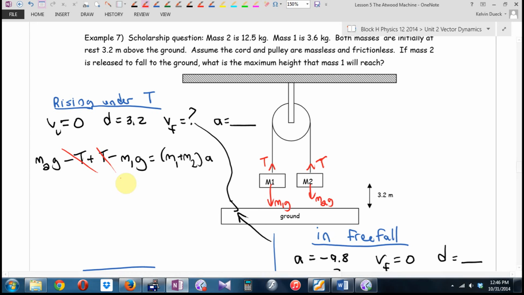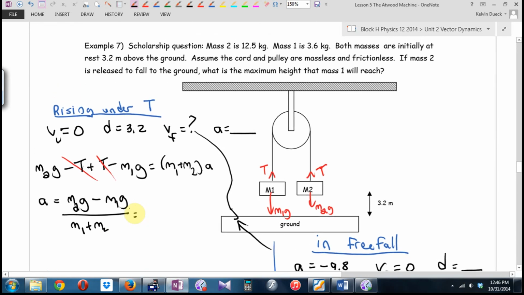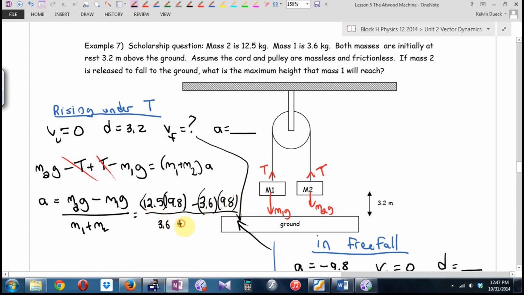How to get the a by itself? It's going to be m2g minus m1g all over m1 plus m2. The acceleration is going to be mass 12.5 times 9.8 minus 3.6 times 9.8 all over 3.6 plus 12.5. I keep moving this line over because it's in my way.